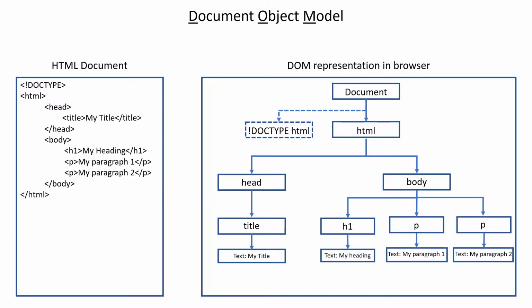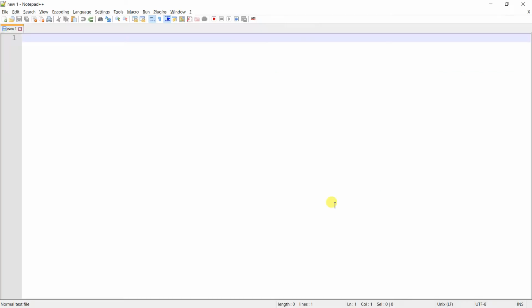Now let's head over to our source code editor and create this simple HTML document and then use browser developer tools to see what the DOM looks like, and at the same time get our first look at developer tools that come with the browser. Alright, let's create this simple document.